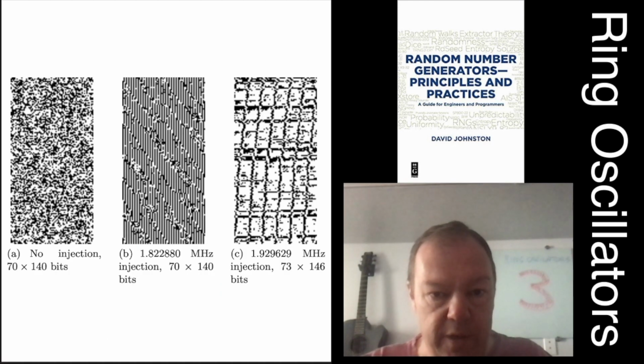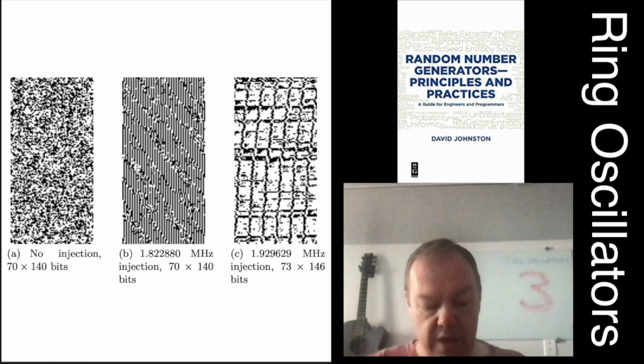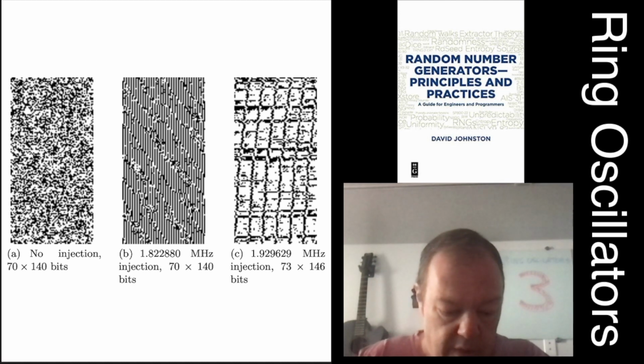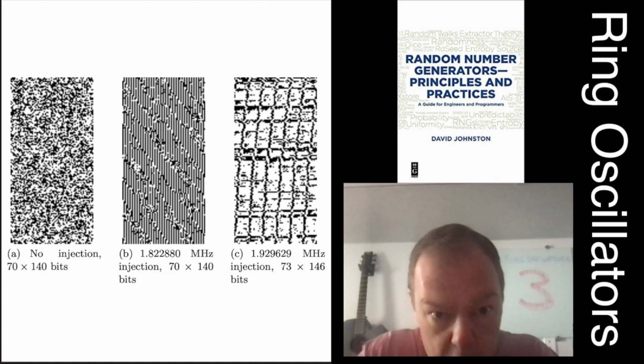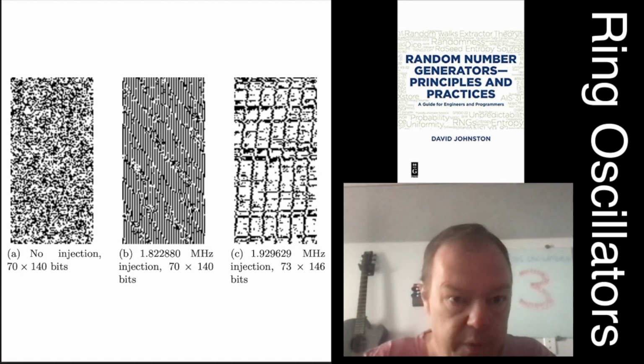Now we'll talk a little bit about problems with ring oscillators. This is from a classic paper that was presented in 2009 at the CHES conference by Markettos and Moore. And this is the diagram that everybody shows because it gives a very good idea of what's going on.